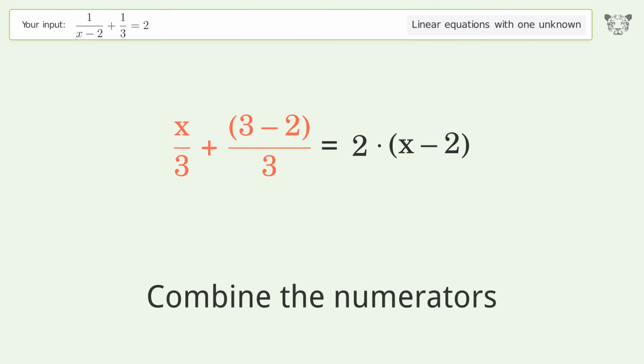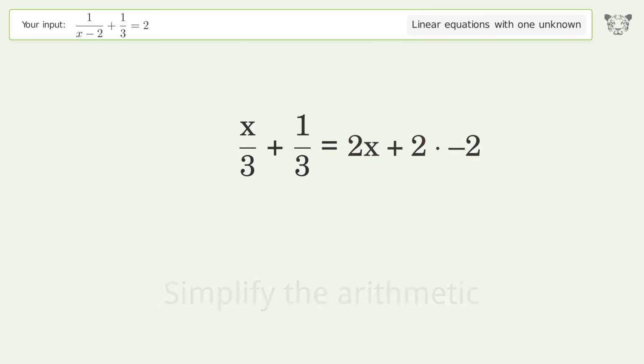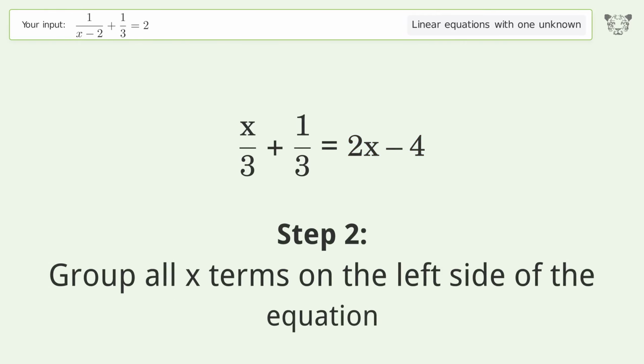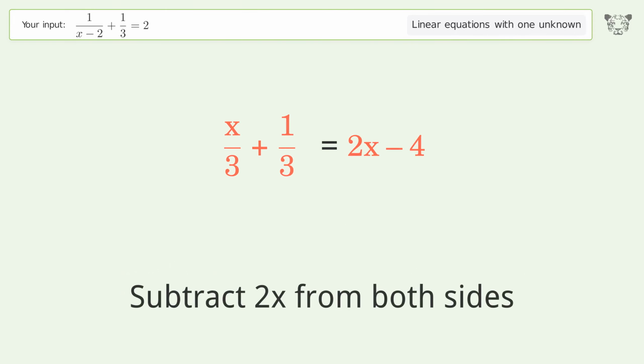Combine the numerators. Expand the parentheses. Simplify the arithmetic. Group all x terms on the left side of the equation. Subtract 2x from both sides.